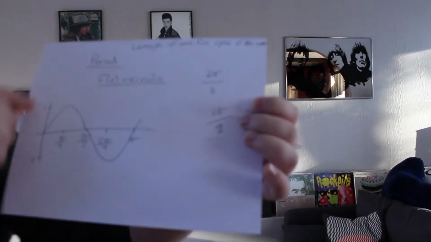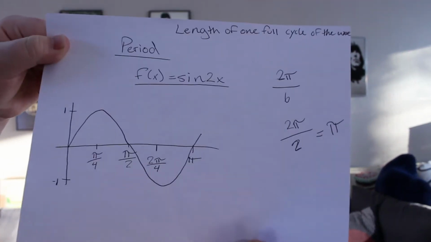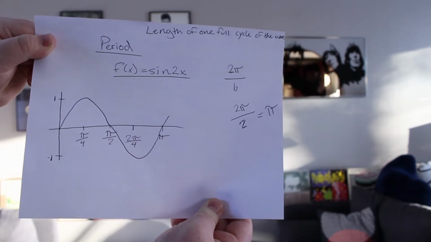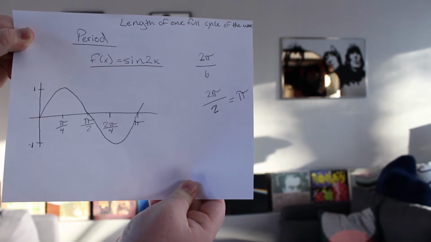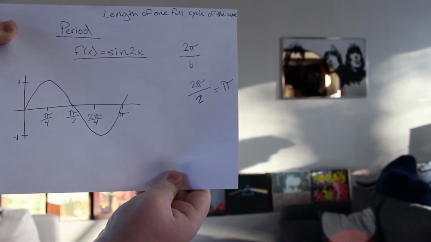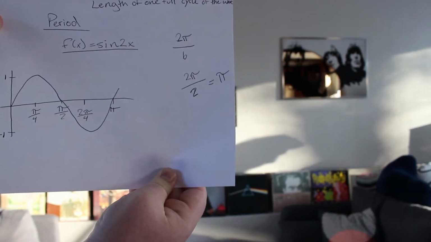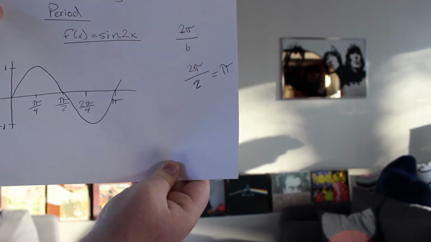As you can see, an example, f of x equals sine 2x, and 2 is b, so we put 2 pi over b, which will be 2 pi over 2, which equals pi, so the period is pi.